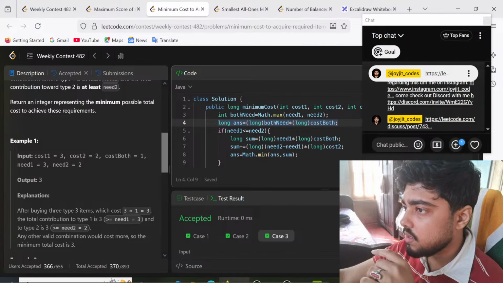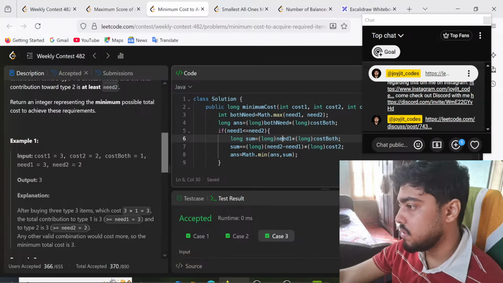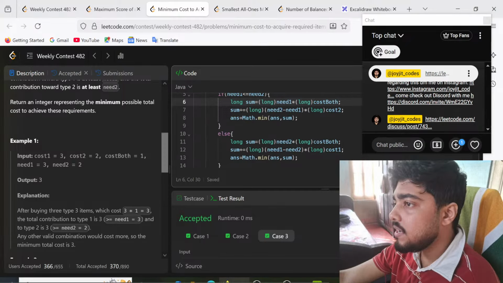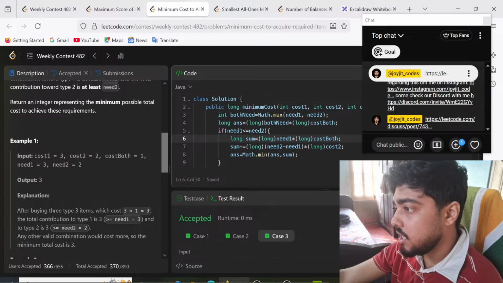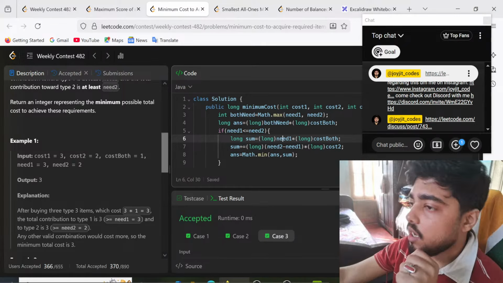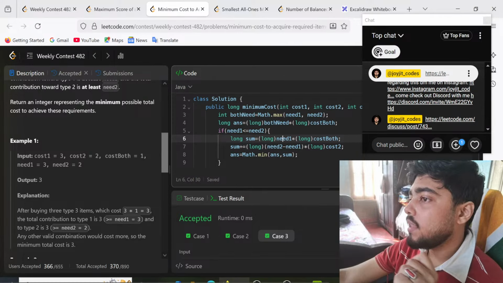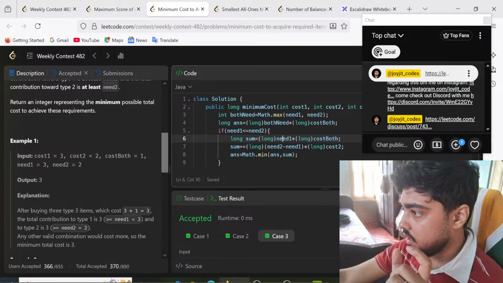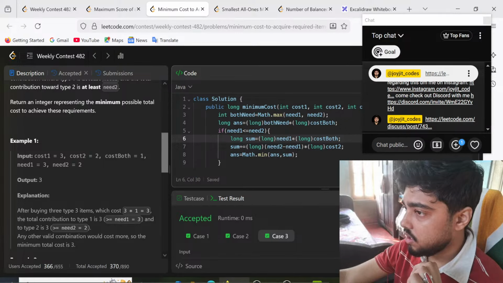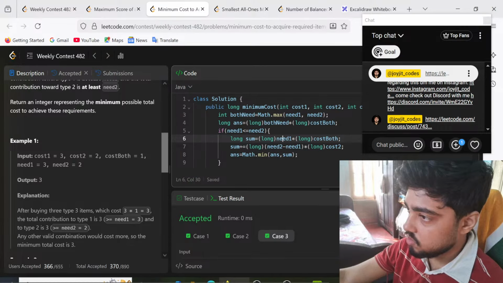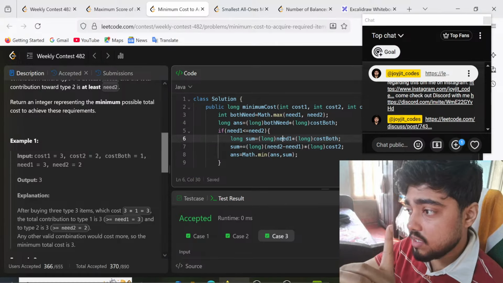Correct? Now there come two possibilities. One is need 1 is less than or equal to need 2, or otherwise need 2 is less than need 1. So if need 1 is less than or equal to need 2, it means that for need 1 units, you can buy cost both, and for the remaining, that is need 2 minus need 1, you can buy cost 2. Correct? Then the requirement is also getting fulfilled.